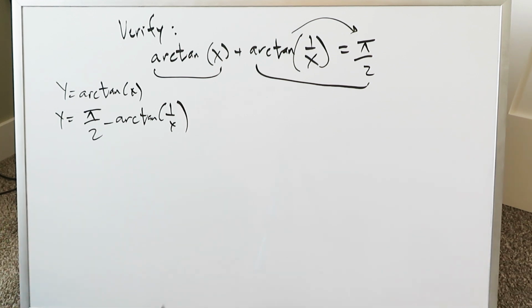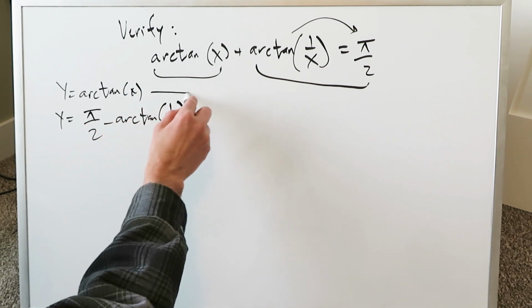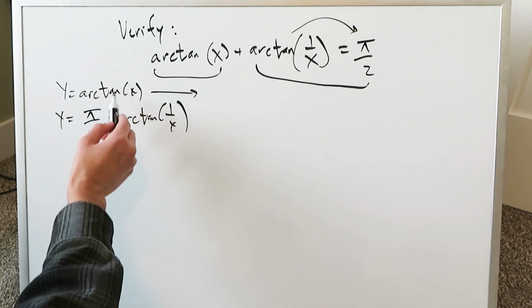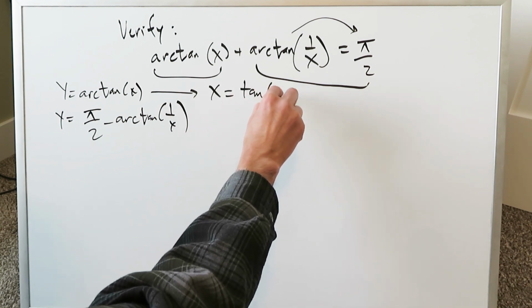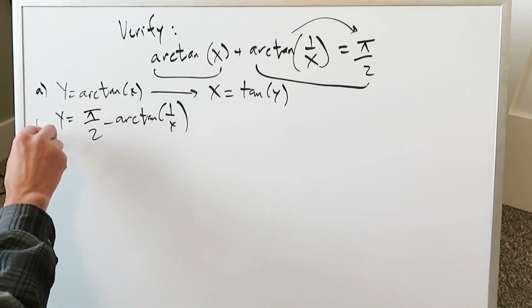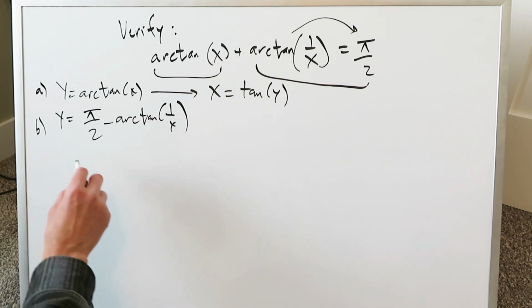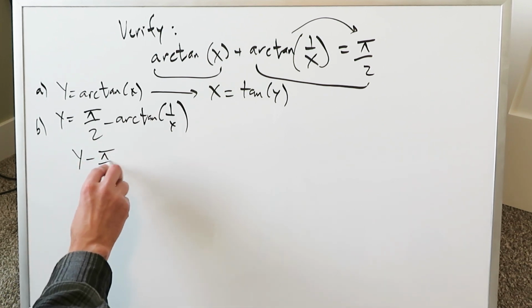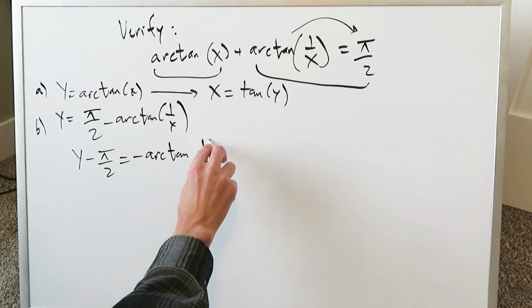and more drawn out. When you're looking here at y is equal to arctan x, you can take the arctan or the inverse tan on the other side. You'll have x is equal to tan of y. Coming from the first expression, we'll call that a. When we're looking here at b, what can you do? Take the pi over 2 on the other side. You have y minus pi over 2 is equal to minus arctan 1 over x.